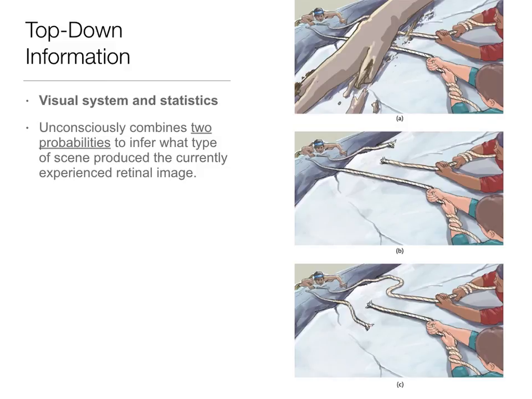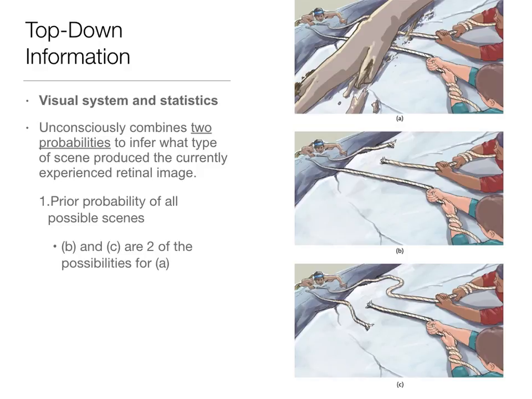So what really is going on here? We're getting a retinal image, but because of things like object clutter and object variety and all those different things, and variable views, it's hard to always know exactly what you're looking at. So the idea is that, unconsciously, it's combining these two probabilities. The first of which is the probability of all possible scenes. So every possibility that's out there.